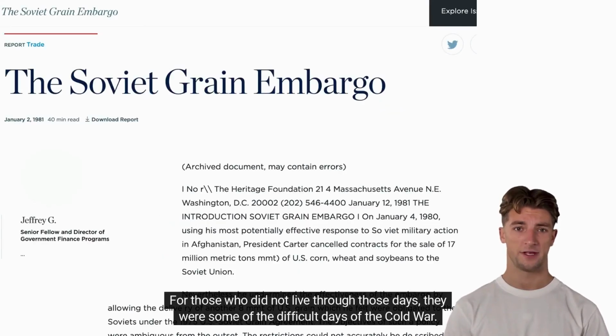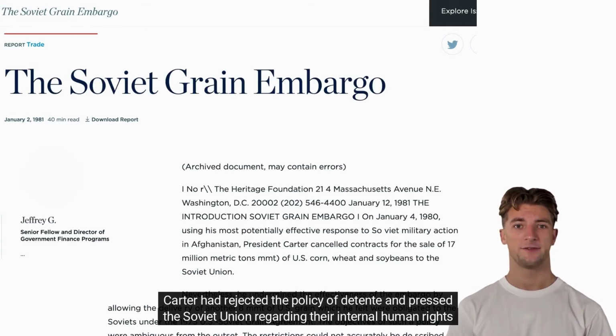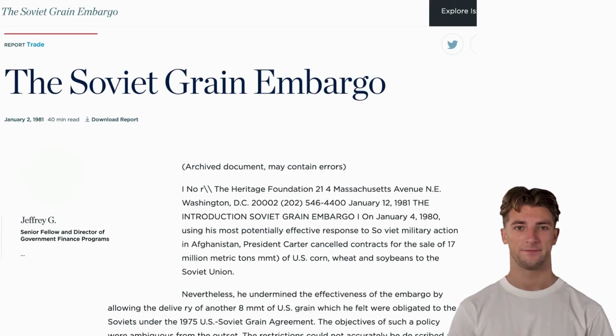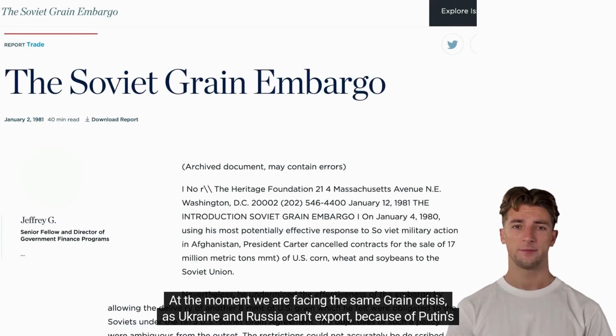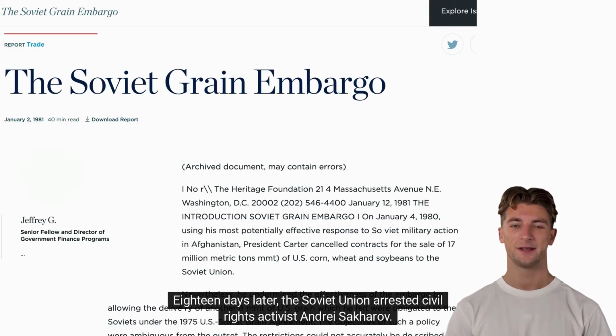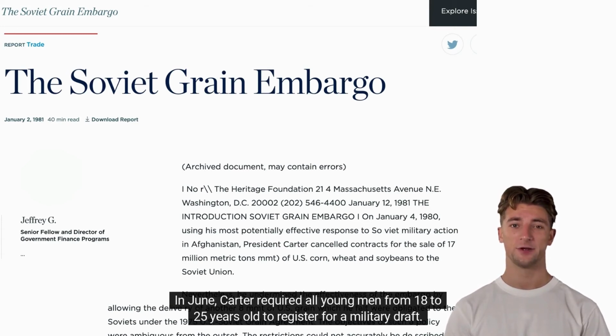For those who did not live through those days, they were some of the difficult days of the Cold War. Carter had rejected the policy of détente and pressed the Soviet Union regarding their internal human rights violations. In January of 1980, Carter curtailed trade with the Soviet Union and placed an embargo on sending them grain. At the moment, we are facing the same grain crisis as Ukraine and Russia can't export because of Putin's invasion. 18 days later, the Soviet Union arrested civil rights activist Andrei Sakharov. In June, Carter required all young men from 18 to 25 years old to register for a military draft.